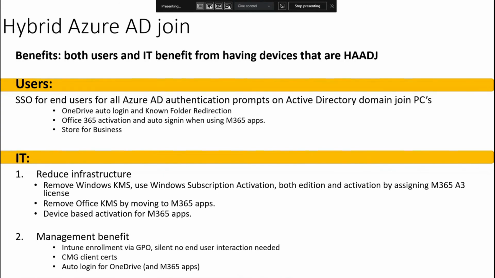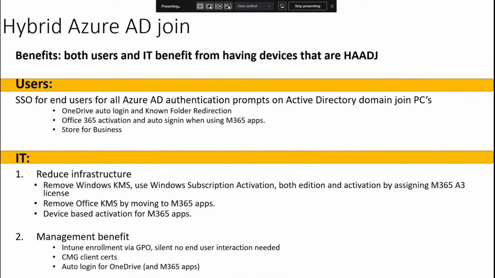Office also has a device-based activation, that 365 version of Office. There are like three different versions of it. I'll cover it later, but you could take advantage of device-based. And then on the management front, we talked about deploying devices into Intune through group policy.